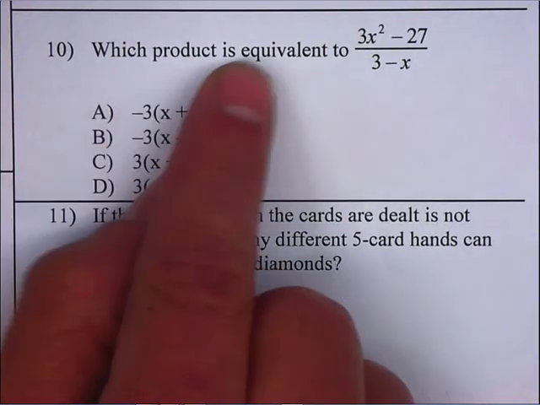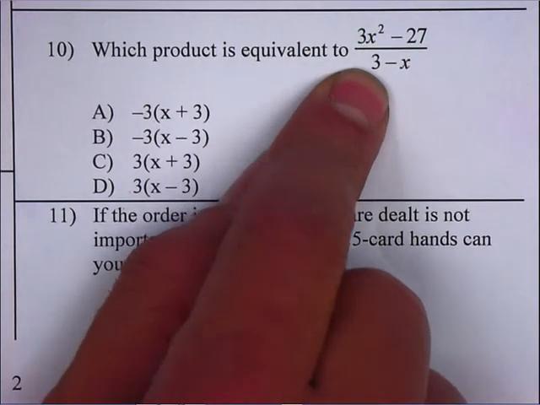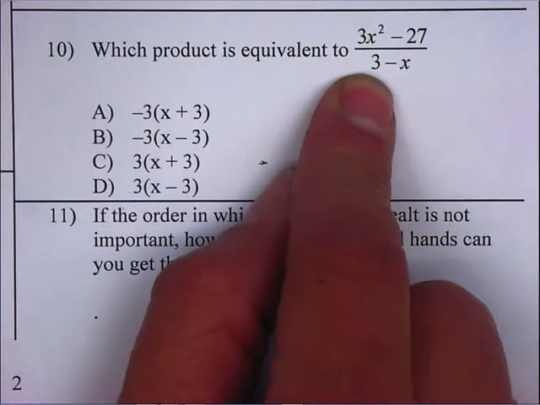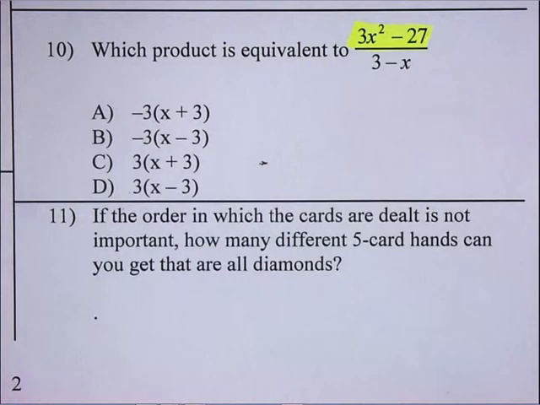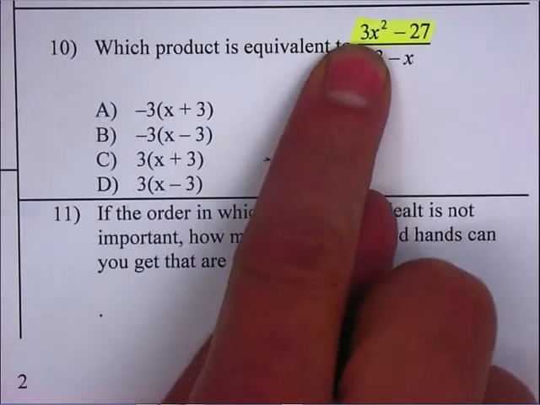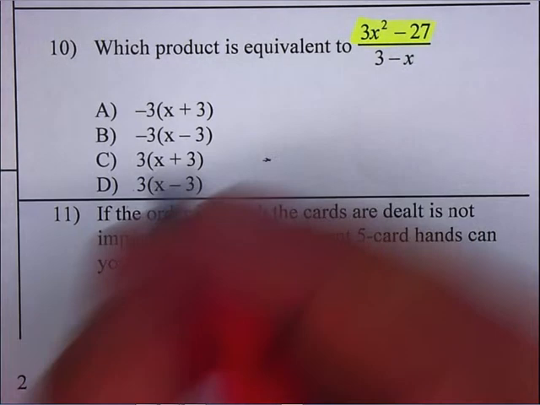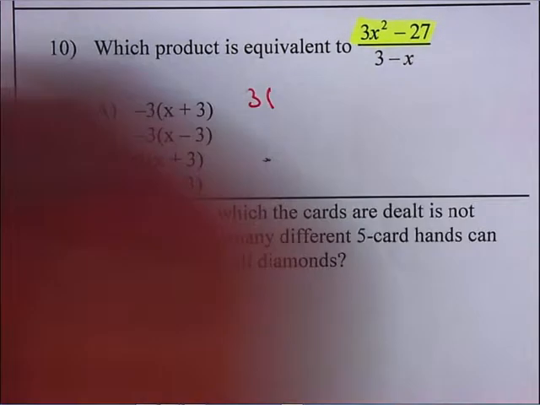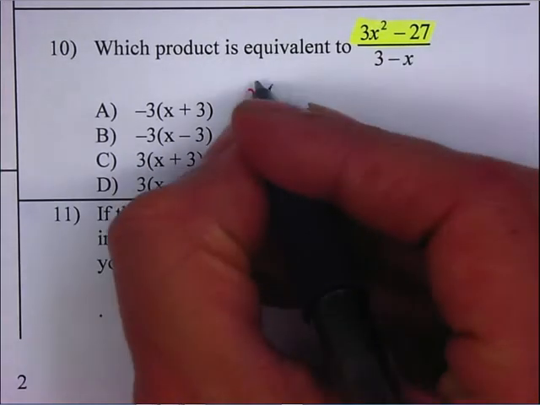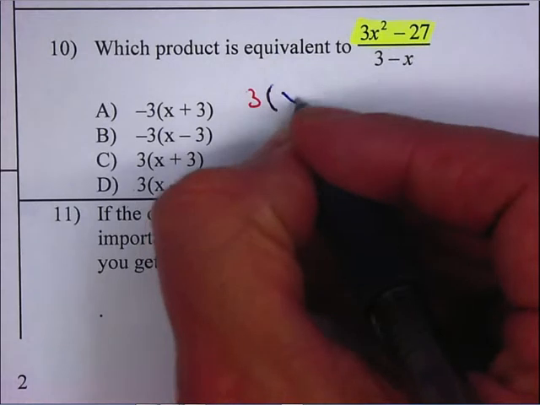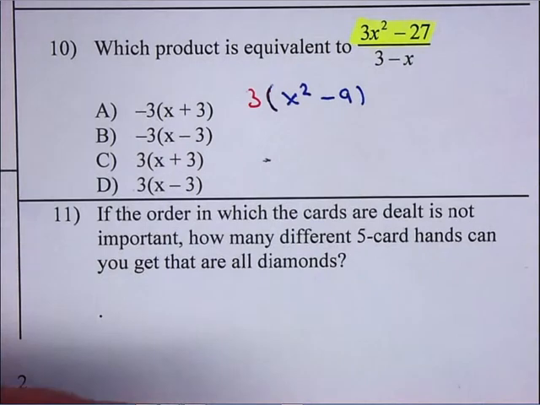On problem number 10, we need to find an equivalent to 3x squared minus 27x divided by 3 minus x. First, we're going to start by factoring the numerator. So if you notice, I need to first take out the common factor. One number divides 3 and 27. I can factor out 3. And this is the problem that many of you guys are missing on the test. So let's be careful. What do I need to multiply 3 by to get 3x squared? It will be x squared. And what do I need to multiply 3 by to get negative 27? It will be negative 9.